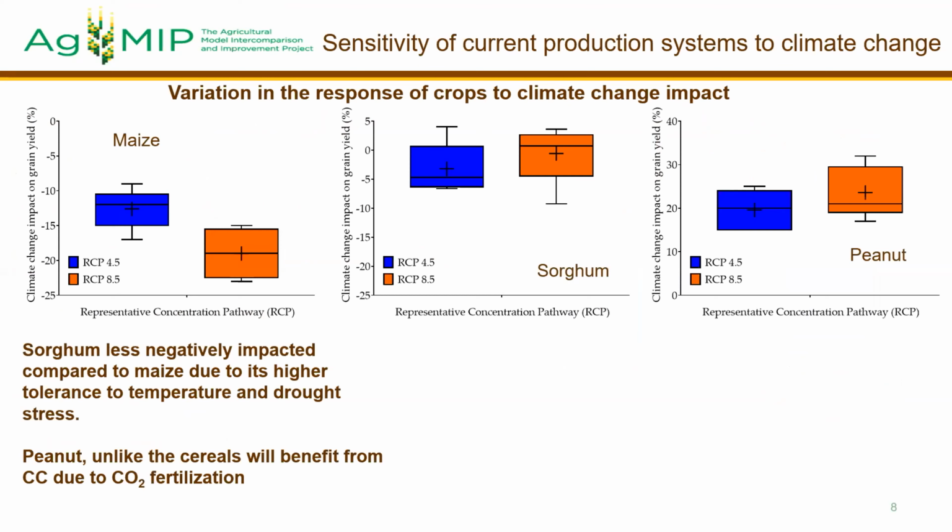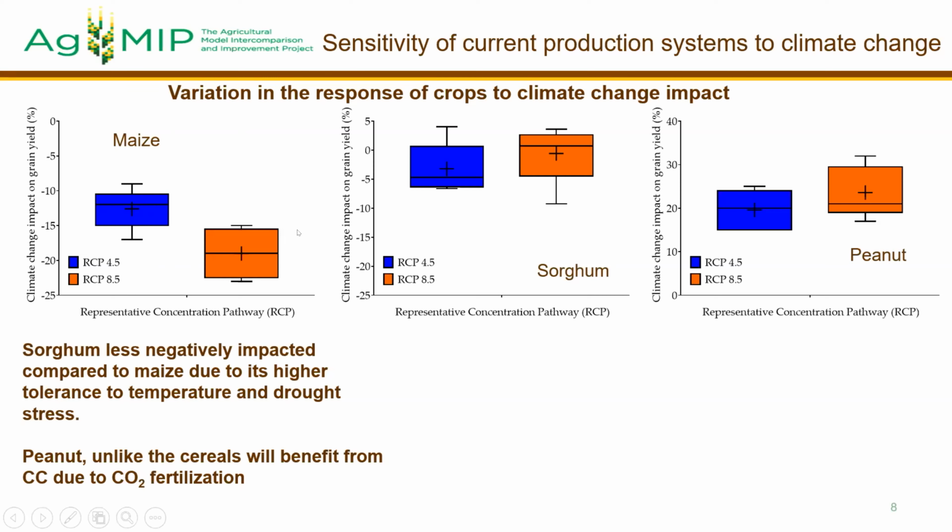So this one has to do with the sensitivity of current production systems to climate change. And so we have the first graph, which is for maize, and we have two different emission scenarios. So we have the RCP 4.5 and RCP 8.5. So for maize, you see decline in yield. And of course, the higher emission scenario has a higher yield reduction. And I must indicate that each of those boxes is made up of 5 GCMs. So the box plot here represents 5 GCMs.